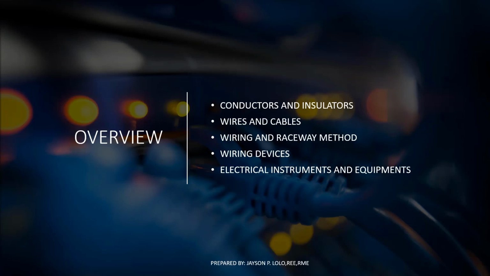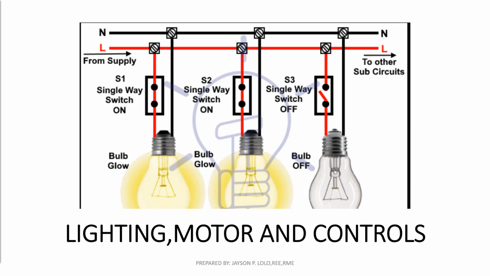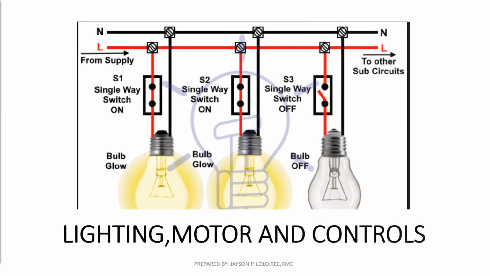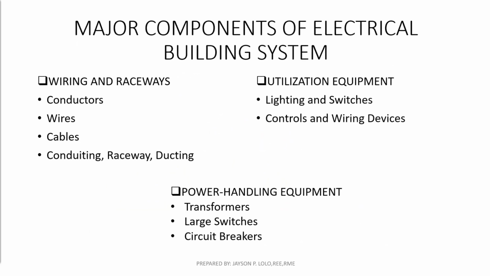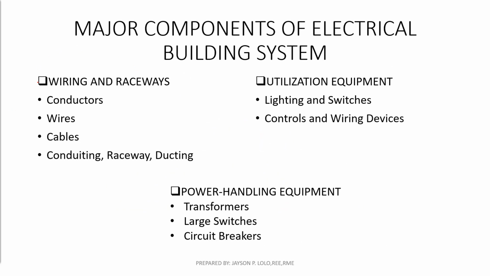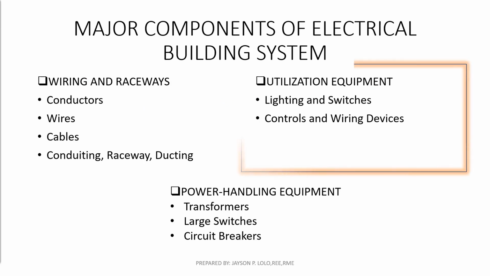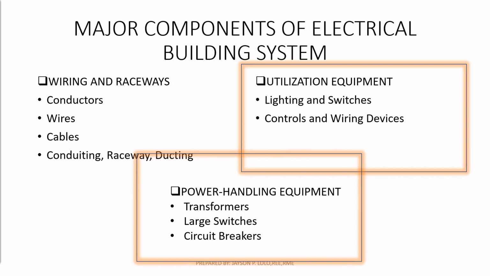So still the overview, we are now discussing the wires and cables. We are done with the conductors and insulators, so we are now proceeding to the wiring and raceway method. So we are done with the first two. Okay, this is an overview diagram for lighting, motor, and controls. Now, since we are done already with the wiring and raceways, we will now discuss the utilization of equipment. Then, the next one is the power handling equipment.